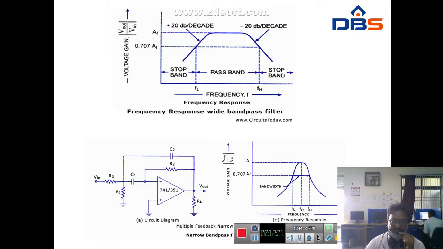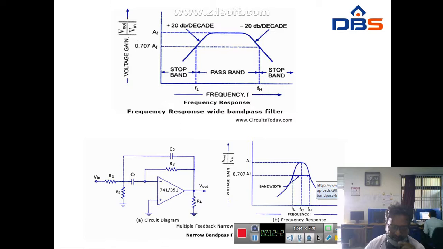Here we have the frequency response for a wide band pass filter. We have the pass band between the two frequencies FL and FH. Below FL we have the stop band, and above FH we again have the stop band. So in a wide band pass filter we have two stop bands and one pass band. In a narrow band pass filter, we have one stop band and two pass bands.